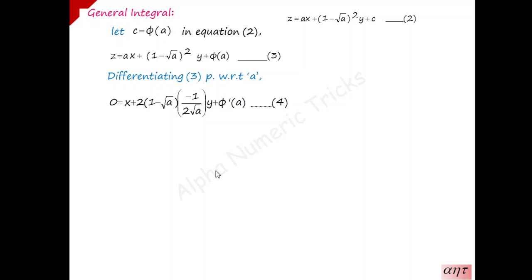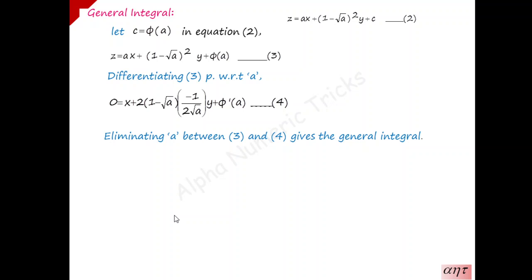Number the equation as 4. Now using 3 and 4, eliminate the arbitrary constant a, then you get the general integral. This is the way you have to conclude. Here the elimination is not possible, because φ(a) is not given in our problem. If it is given, then you have to go further, otherwise you conclude your problem like this. Okay, that's enough. This is the general rule for the type 1 problem.